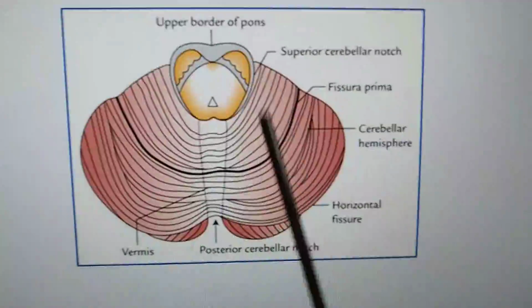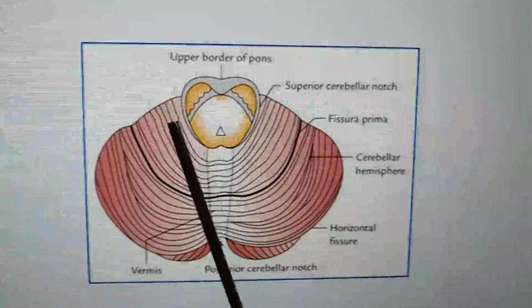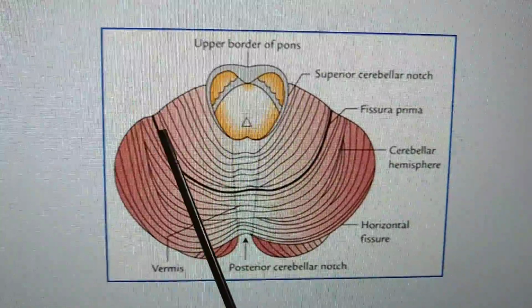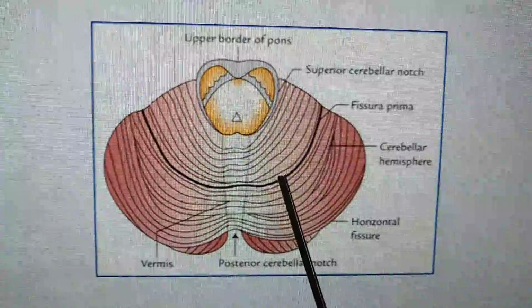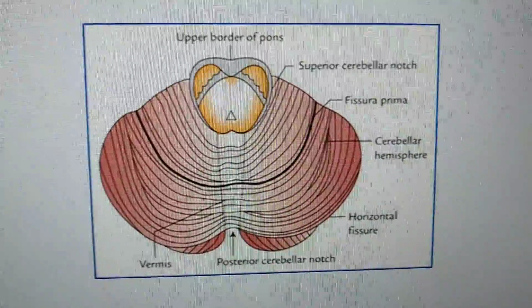Now let us see the fissures. The horizontal fissure that is separating the superior and inferior surface. Then we have the fissura prima that is separating the cerebellum into anterior lobe and the posterior lobe or the middle lobe.